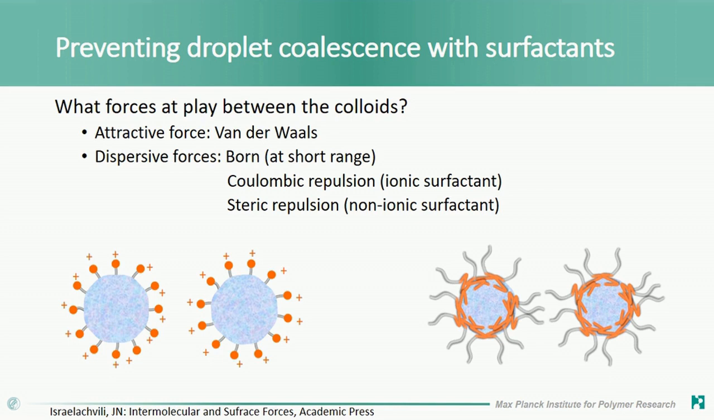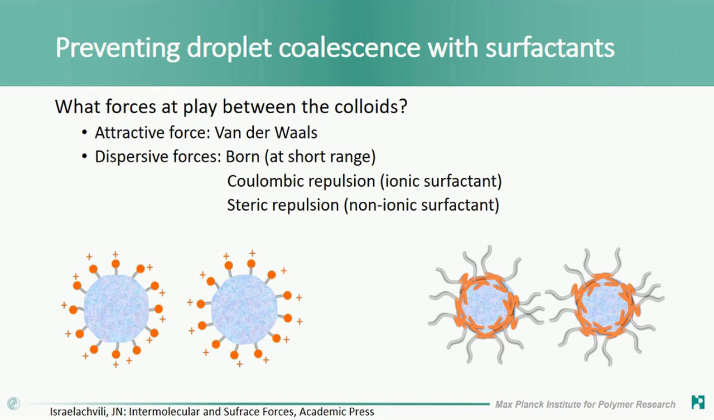And then we have Coulombic repulsion if you have charges at the surface, and you have steric repulsion if you have long polymer chains, let's say, that are used to stabilize the particles. In most cases, it's usually more a combination of both Coulombic repulsion and steric repulsion, sometimes called electrosteric repulsion, that is observed. But for simplicity, we'll treat both independently.